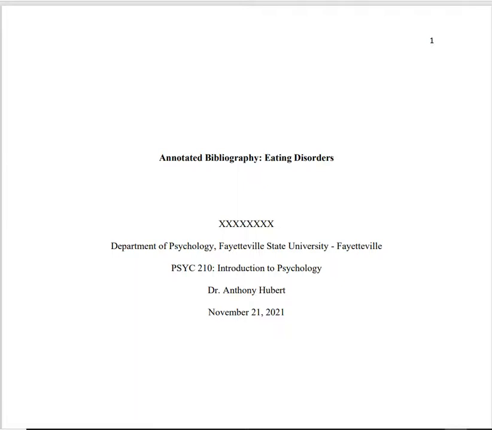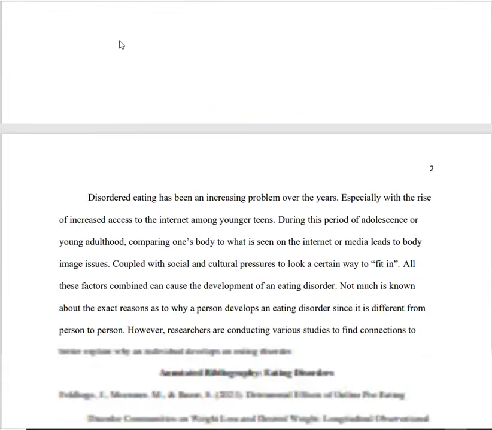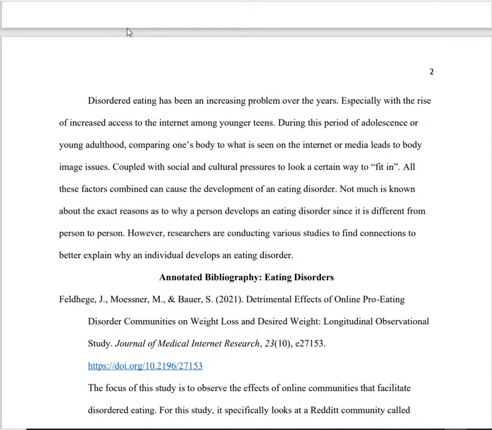So in this particular example we have here, we have one that has been titled Eating Disorders. Okay, and so we have the cover page. Let's scroll down a little bit here. And then we can see on page 2 here, they've provided somewhat of a little bit of a summary. Not necessary, but it's not bad either. Disordered eating has been an increasing problem over the years, especially with the rise of increased access to the internet among younger teens. And so they give a little bit of a summary about that particular topic that they're going to have as their annotated bibliography, eating disorders.